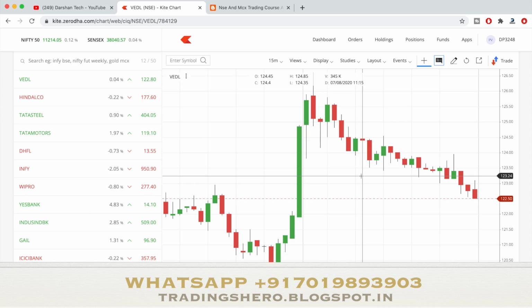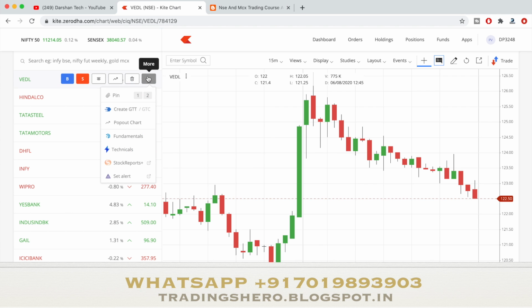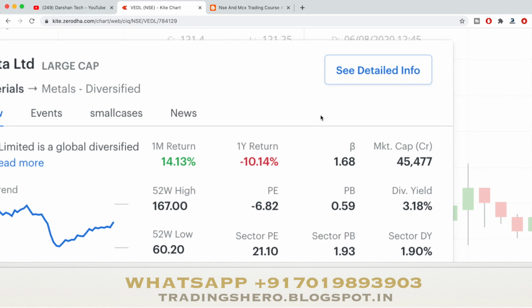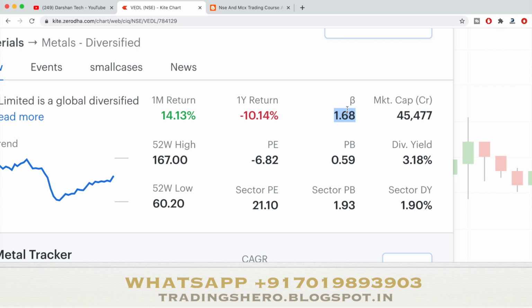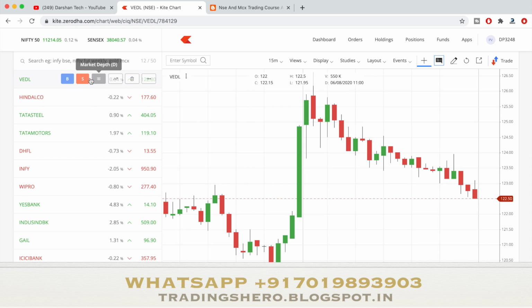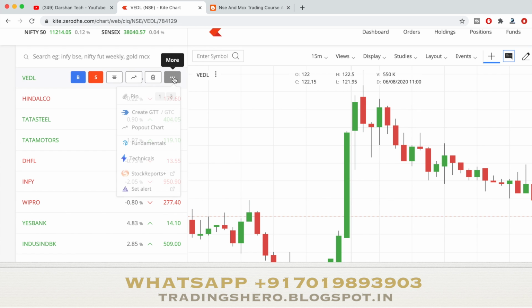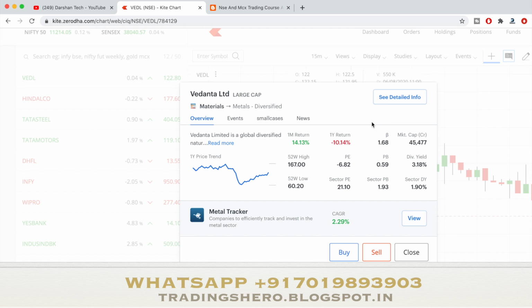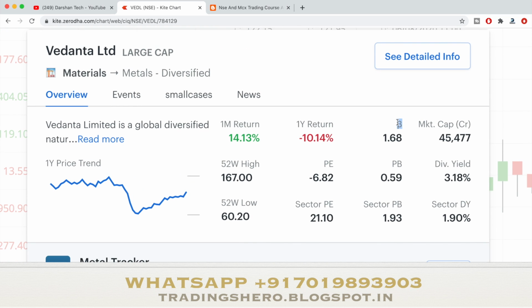Starting with point number 1, stock beta. Make sure you check the stock beta for whatever stock you select, and before you trade, make sure you see it. You can see the stock beta in Zerodha by going to the fundamentals. Whichever stock you select, go to the more option, and once you select more, go to fundamentals. Once you go to fundamentals, you can see this B letter. This denotes the beta of the stock.